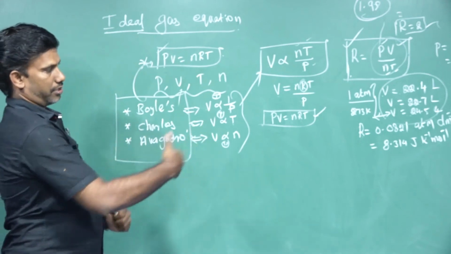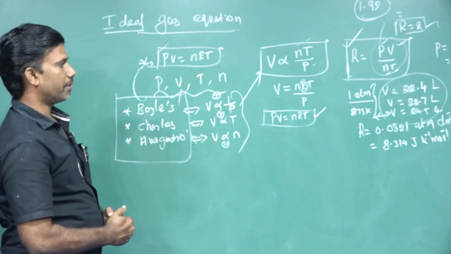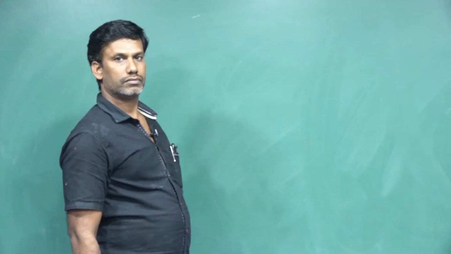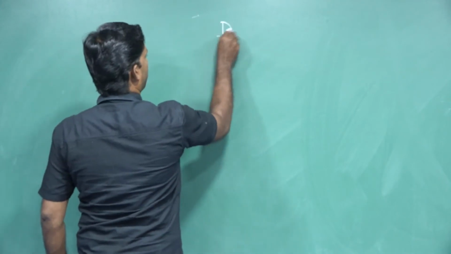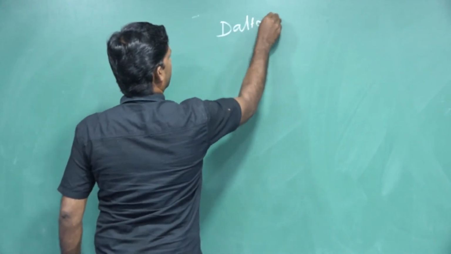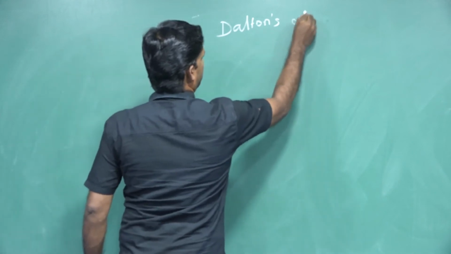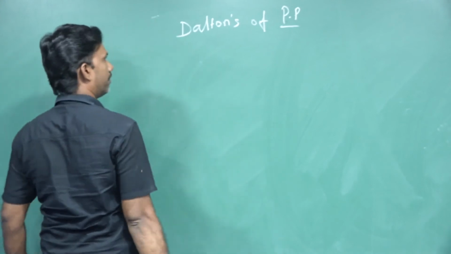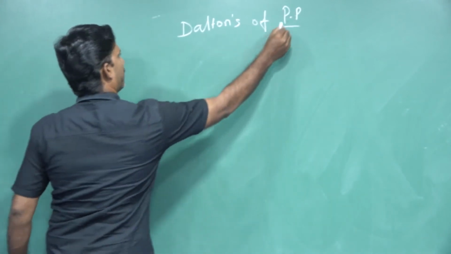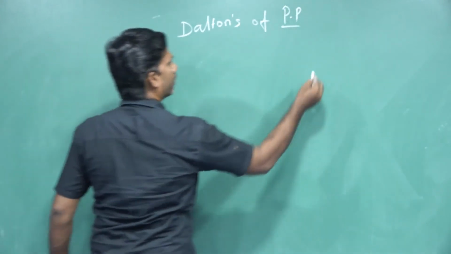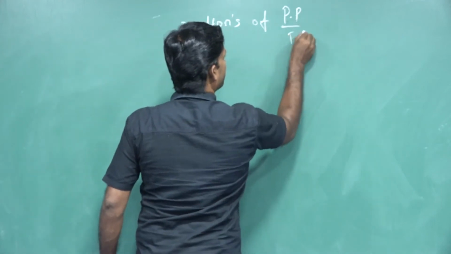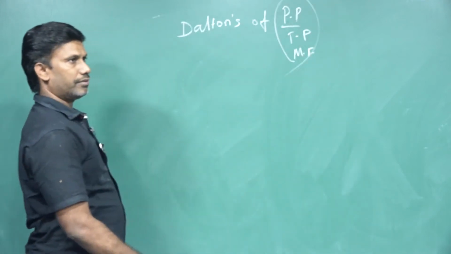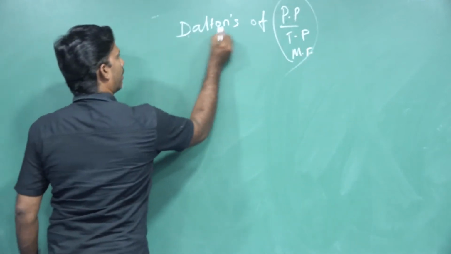The problems we can see at the end of this class. Now let us move on to Dalton's law, Dalton's law of partial pressure. Partial pressure, let me write PP. I cannot write it fully, it's not needed. So PP means partial pressure. The short term we have to remember is partial pressure PP, TP is total pressure, MF is mole fraction. Let me use these terms so you can easily remember.